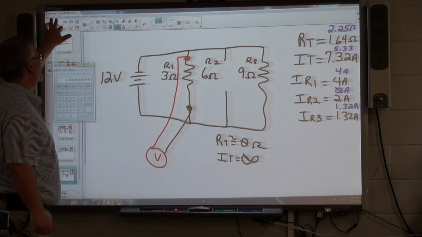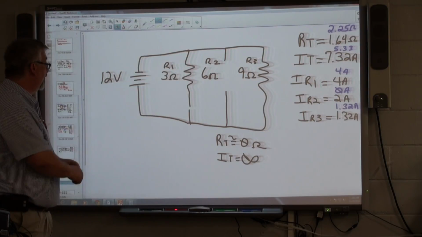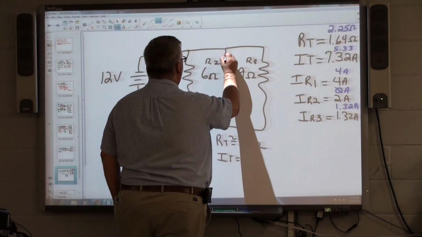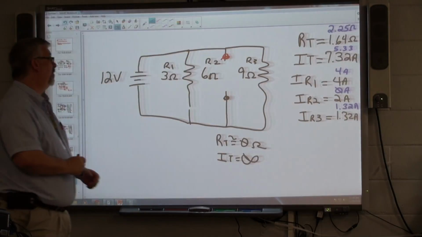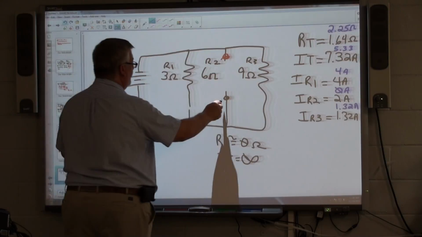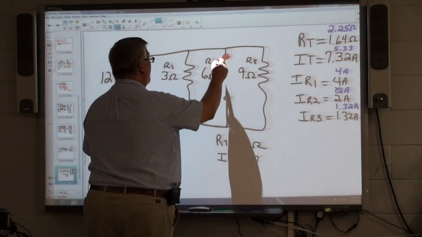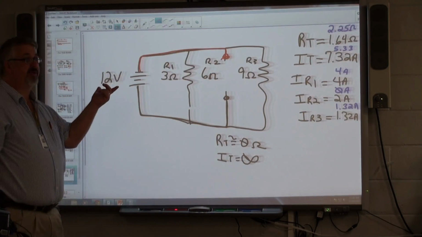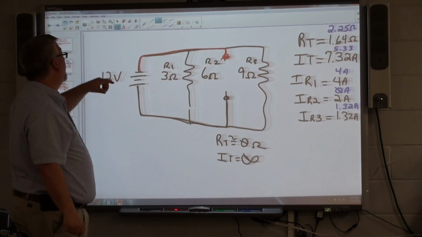I'm going to undo those leads. And I'll just use a red dot and a black dot after this. What about red dot here, black dot there? What am I going to read? 12 volts. I've still got a path back to my source. This way. And this way. So I'm still going to read 12 volts. Now that resistor is not dropping that 12 volts. The parallel branches are dropping that 12 volts, but we have a path back to our source.